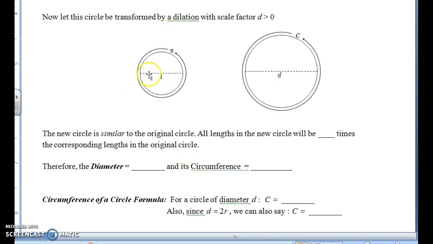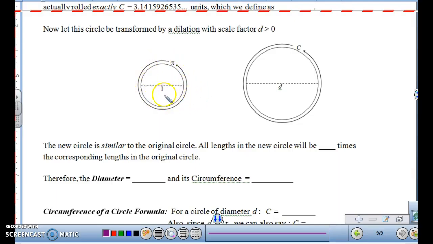So if the distance around the circle with a diameter of 1 is pi, and then we dilate it, remember dilation means you multiply it by a scale factor of something. So if we make this d times larger, the new circle is similar to the original circle. All lengths in the new circle will be d times the corresponding length of the original circle. So if the circumference of this circle is 1 times pi, the circumference of this circle, if we multiply the 1 times d, is going to be pi times d. So the diameter is equal to 1d, and its circumference will be pi times d.